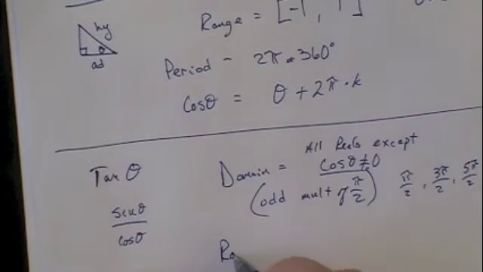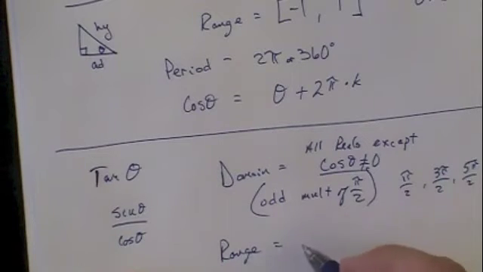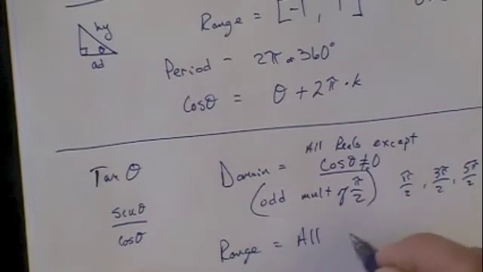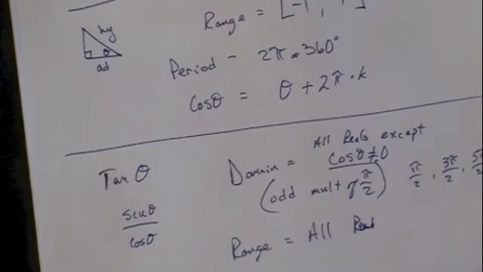And our range, well, we're taking sine divided by cosine. We could end up with any value here and any value here. So really we end up with all real numbers, all reals for our range for tangent.